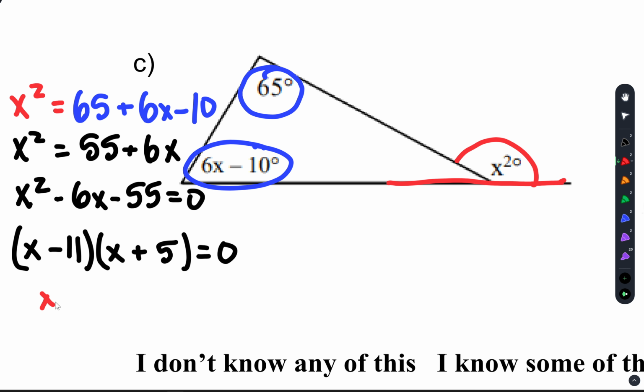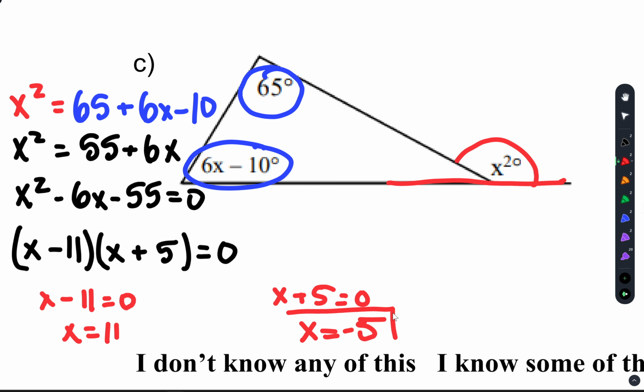Set them equal to 0 and figure out our answers. X minus 11 equals 0, so this is x equals 11. X plus 5 equals 0, so this is x equals negative 5. What should we check?